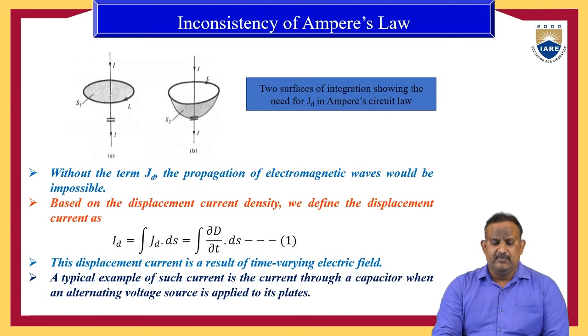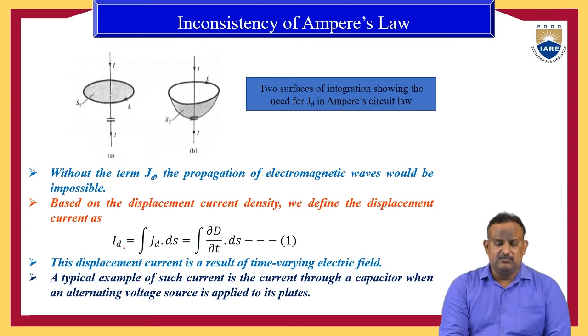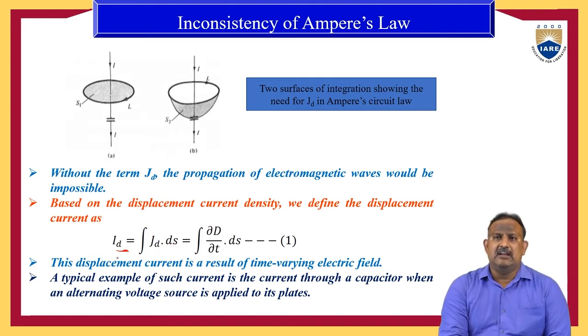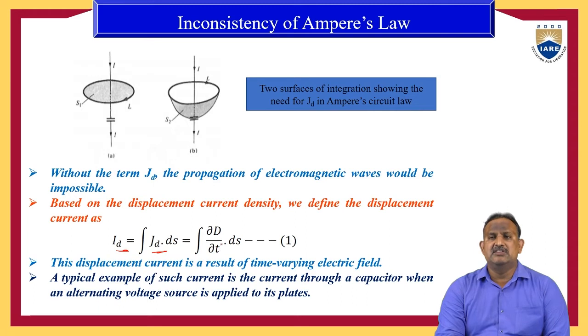In another way, let us assume the displacement current ID. Current ID is the displacement current, equal to the integral of JD into DS. So integration of current density will give the current value. In place of JD, we already know that JD equals dou D by dou T, the time rate of change of electric flux density.